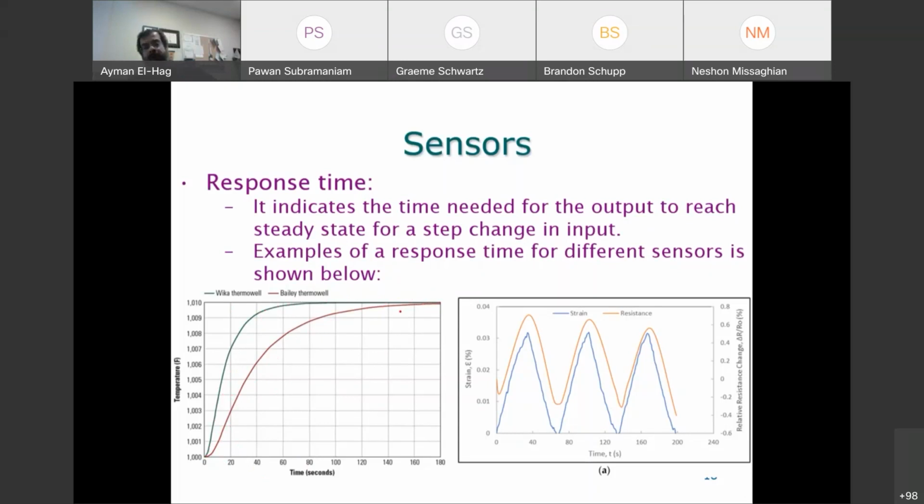Now, which one is good, which is bad? It depends on your application. As a general rule of thumb, faster sensors are usually more expensive. The question is, do you need them? Do you need a sensor to respond to that change in the temperature very, very fast? Does your application require that or not?